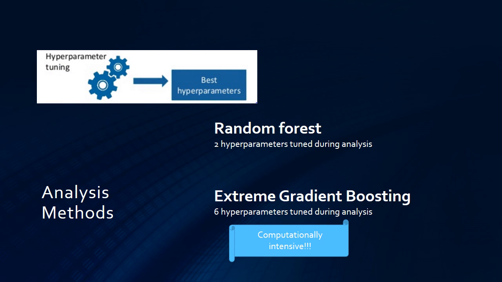Another important consideration was the hyperparameters for each algorithm, and these are factors in each method that help optimize the performance on the dataset. Typically, these should be tuned in order to provide the best performance. However, extreme gradient boosting has more of these factors than random forest. Random forest had 2 hyperparameters tuned during the analysis, where extreme gradient boosting had 6. And in order to optimize this, it was much more computer intensive, and I had to end up using grid search methods.